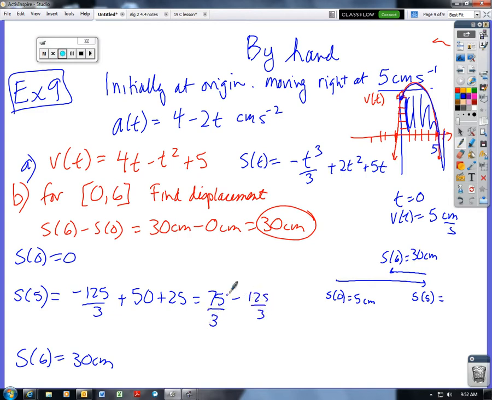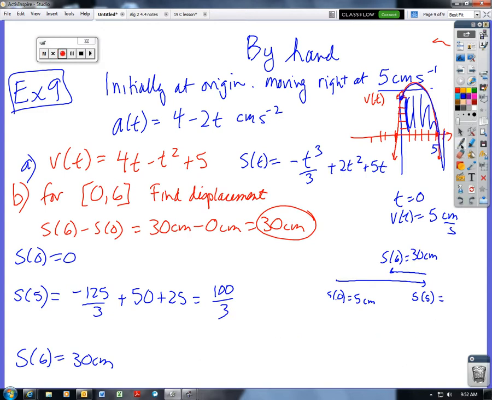So that's 75 minus 125 thirds. So times by 3, let's see, 75 times 3 is 150 plus 75. I'm trying to do everything by hand because it wants us to do it by hand. So that's 225 thirds minus 125 thirds, which is 100 thirds. Okay, so S of 5 is 100 thirds. I'll erase some of this extra stuff. I'll just write the answer here. 100 thirds.